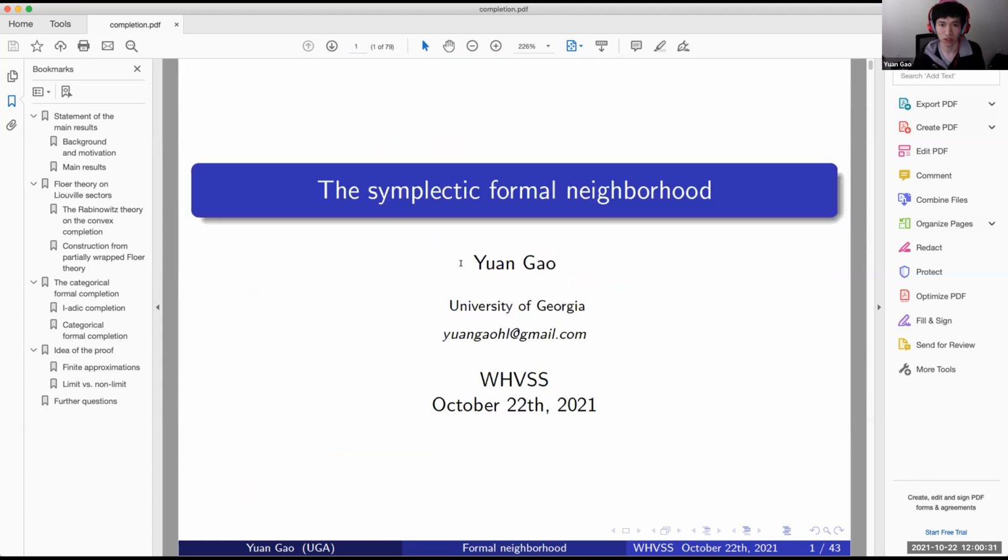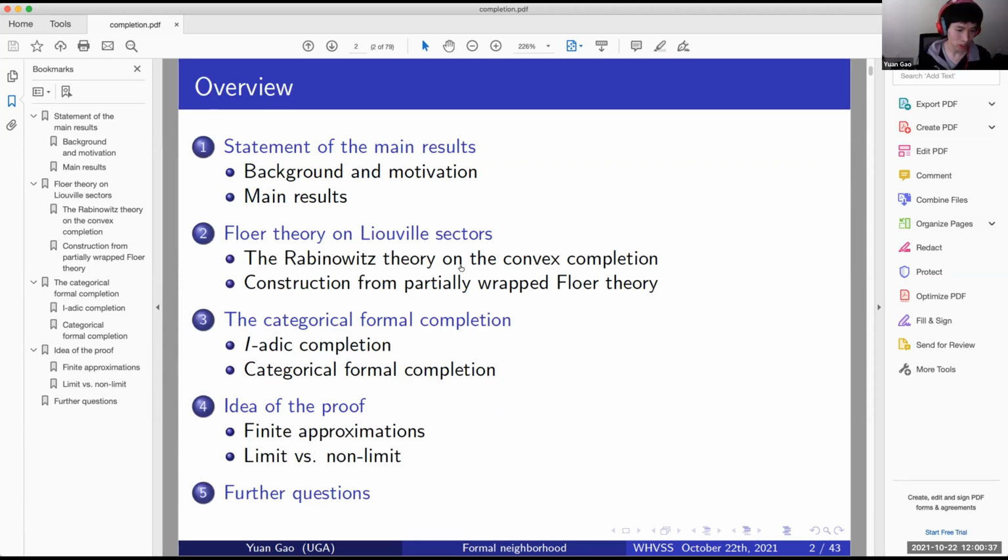Today I'll tell you about the formal neighborhood construction in symplectic geometry. In particular, I'll focus on the partial Floer theory for Liouville sectors. So this is the outline for my talk.